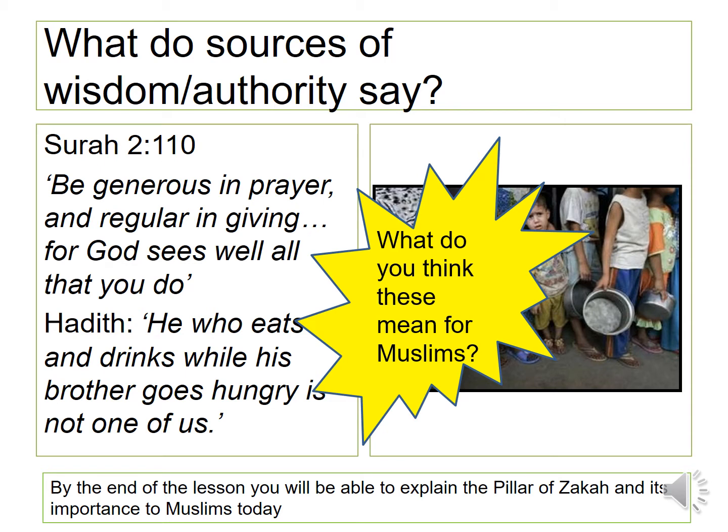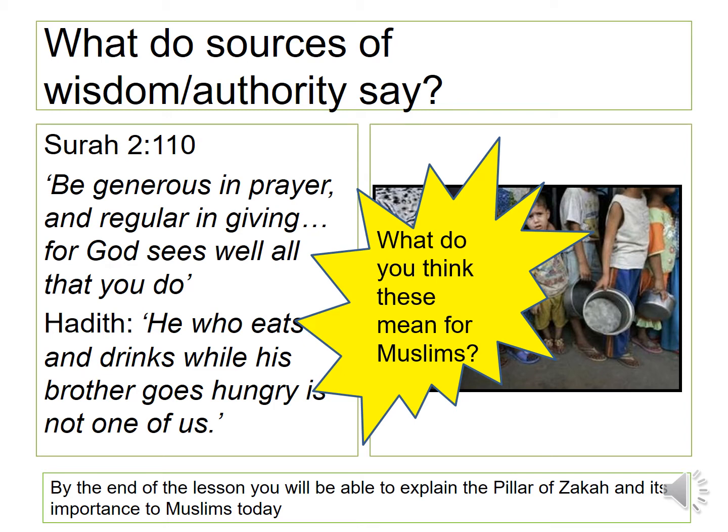So if you've unpaused now, what did the surah mean? The surah means be generous in prayer, regular in giving. So that's obvious. Pray regularly, give to charity regularly, because God sees well what you do. God knows what you're doing. He'll see if you're being generous to others, giving to charity, paying zakat, and also he will see if you're praying. And then come Judgment Day, what happens to you at the end will depend on your actions. So prayer and giving sadaqah are important.